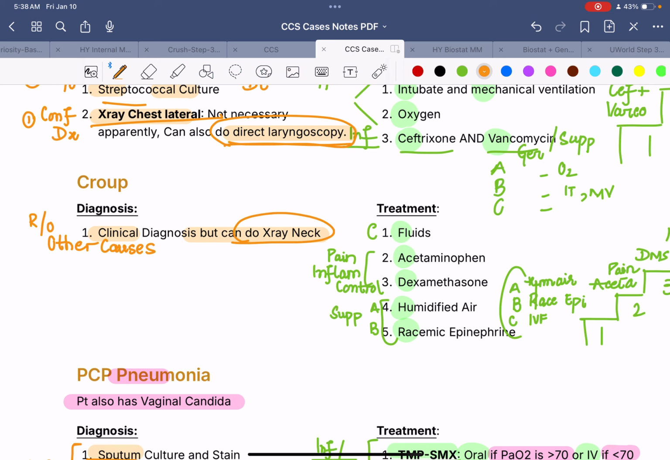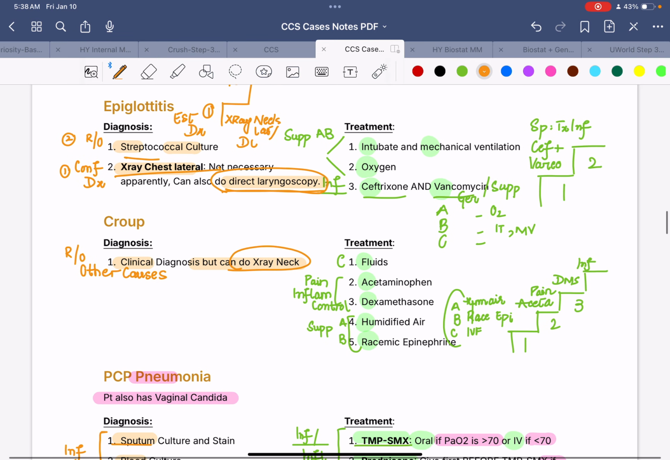And the treatment is basically very supportive. So you're going to do ABC treatment, right, for airway, breathing and circulation. And since this is a sort of acute inflammation, you're going to control the inflammation as well as give him some pain medication. So step number 1 in ABC, you can give him oxygen or IV fluids.